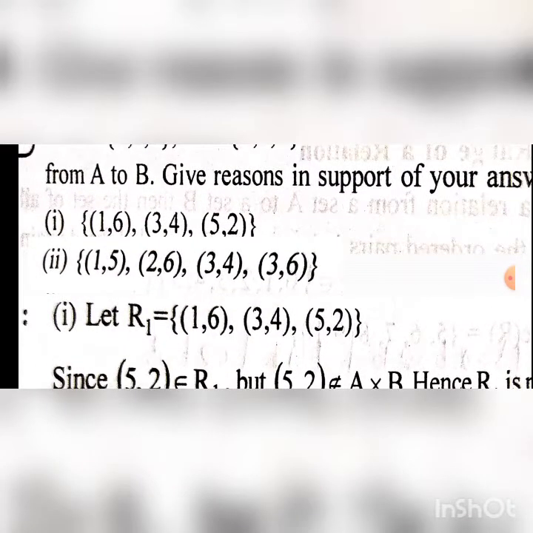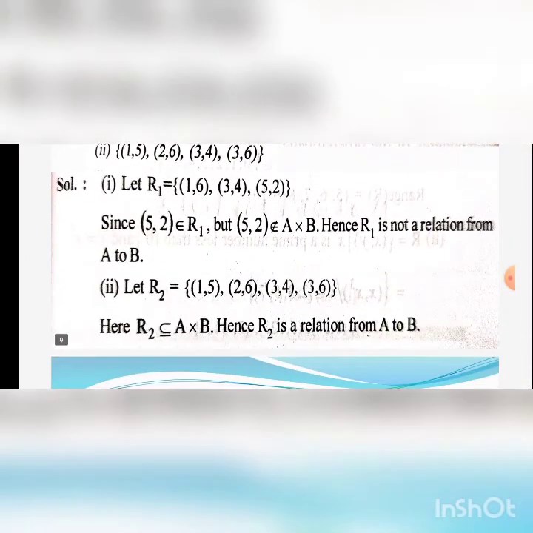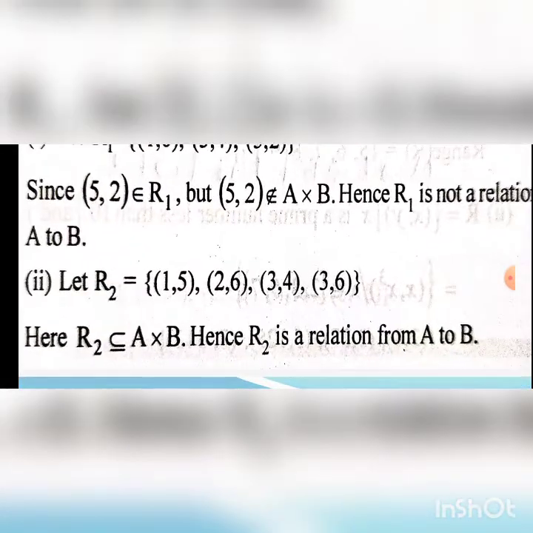So see the next, second, is what? We have been given relation {(1, 5), (2, 6), (3, 4), (3, 6)}, and we have to check whether R is a relation. Suppose let R2 equals {(1, 5), (2, 6), (3, 4), (3, 6)}. Similarly, we have to check whether the first element belongs to the first set and the second element belongs to the second set. So the first ordered pair is what? (1, 5). You can see 1 belongs to A and 5 belongs to B.